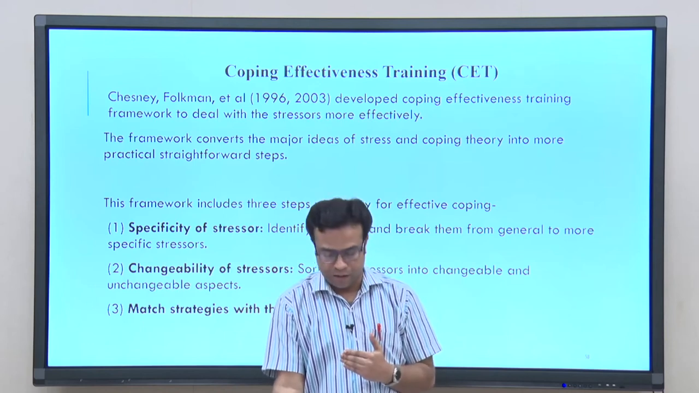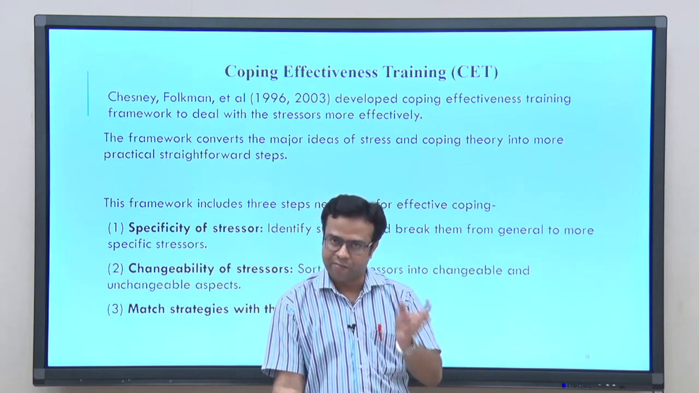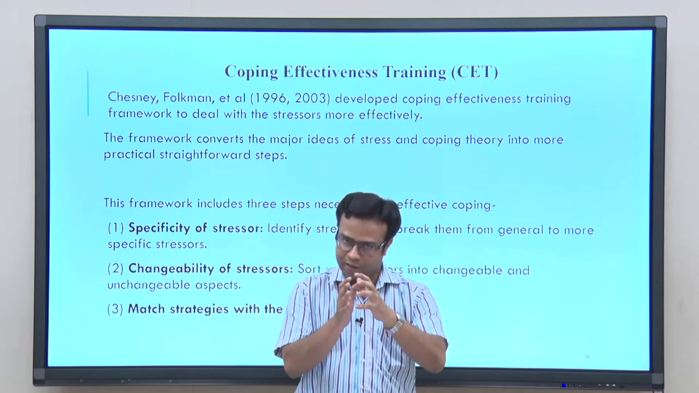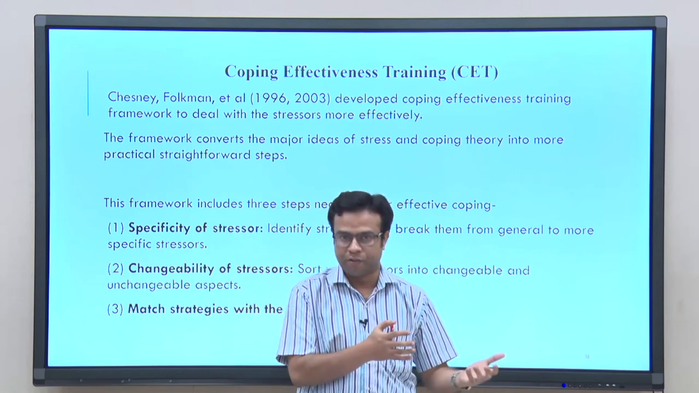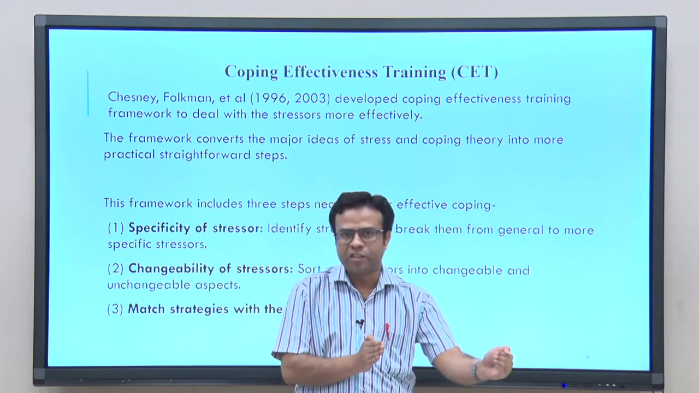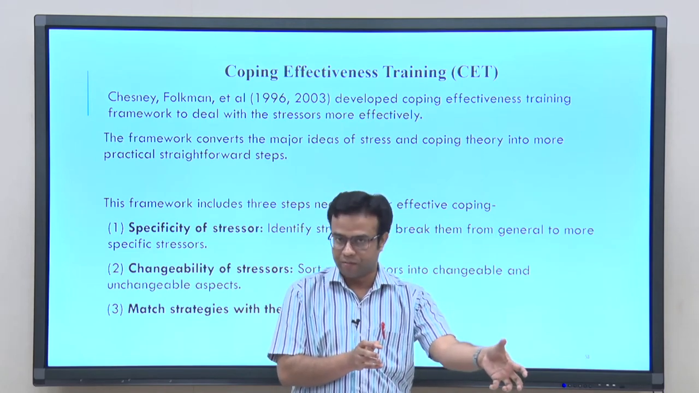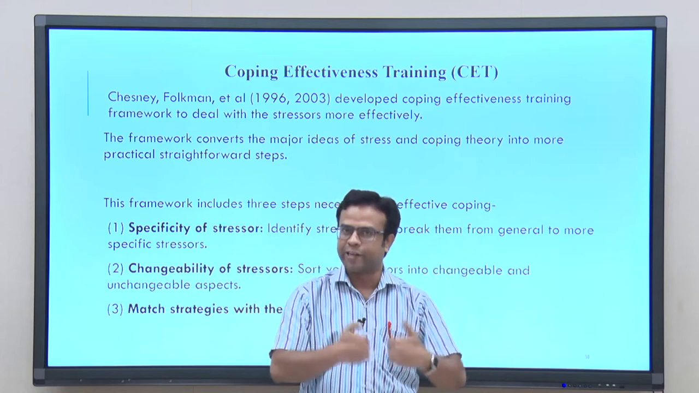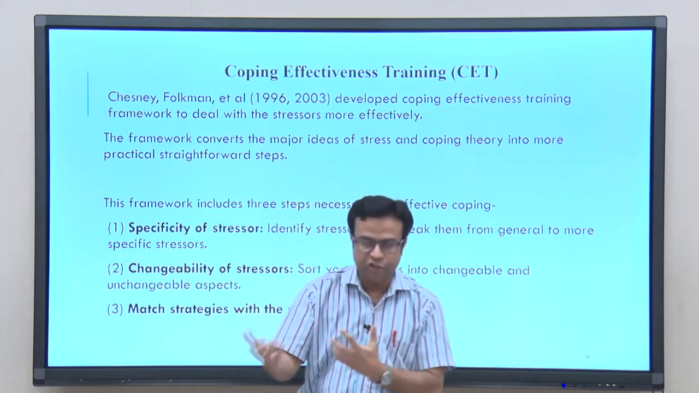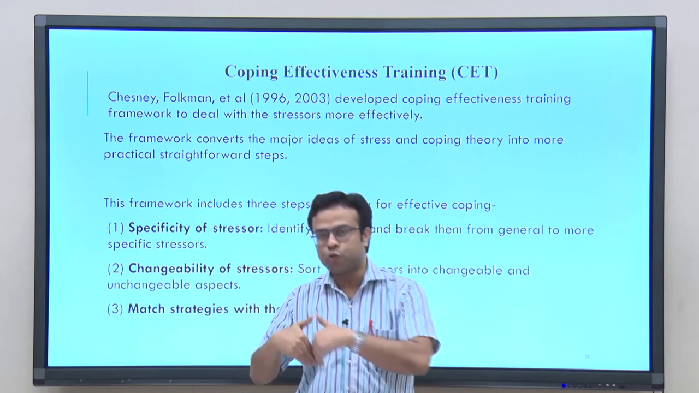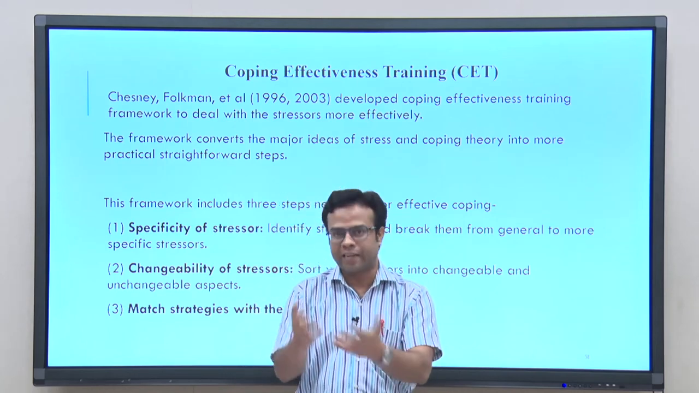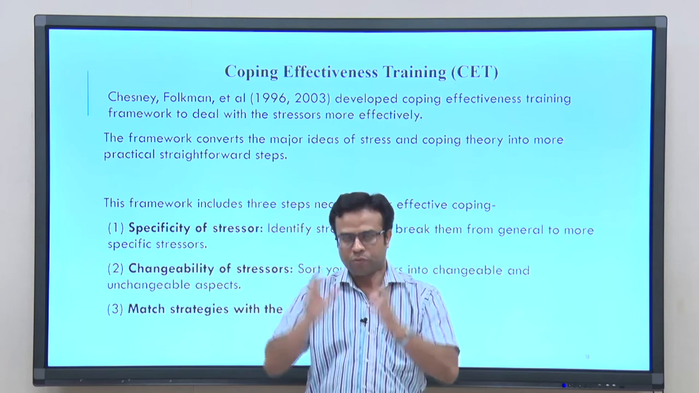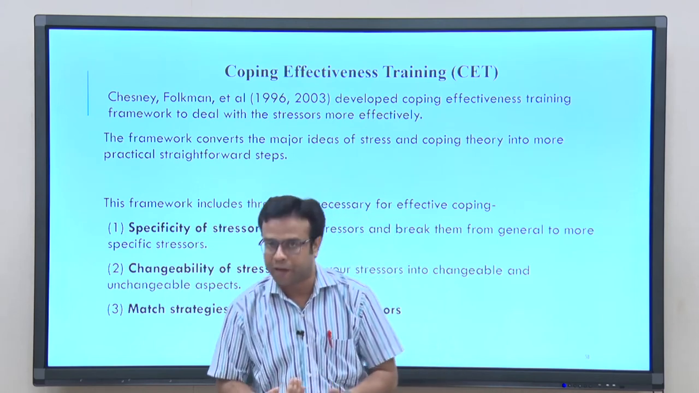And the third important aspect of coping effectiveness training is matching strategies with those sources of stressors. If there are aspects which are changeable, then you use a certain kind of coping strategy, such as problem focused coping. Because it can be changed, try to change the source of it, so stress will automatically reduce. If there are some aspects in that stressor which are unchangeable, then it is better to use emotion focused coping, because you cannot do anything actively in terms of solving the problem. Then the only thing left with you is to manage the distressing emotions that are generated by it.